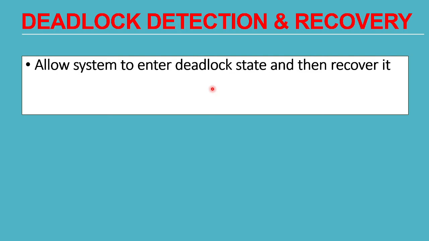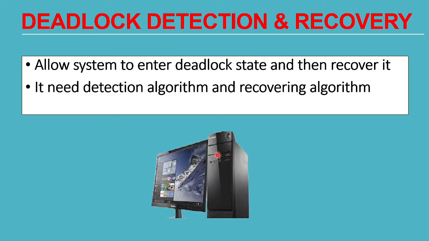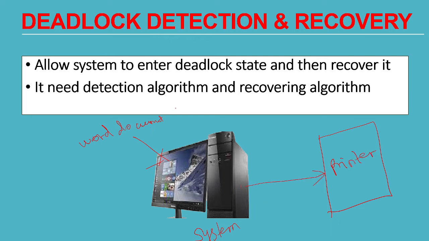Now what is the meaning of deadlock? Deadlock means a process is infinitely waiting for some resource which it cannot acquire. In that scenario, we say that the process is in a deadlock state. For example, this is my system and on my system there is a process running, suppose a Word document, and I want to print that Word document. There is a printer connected to my computer. So I want to print this Word document using this printer. The printer is the resource which I want to use currently for printing, and the Word document is my process.